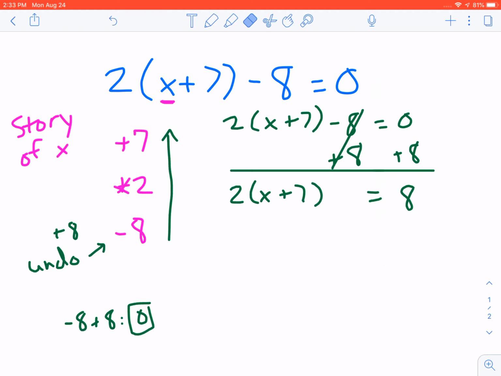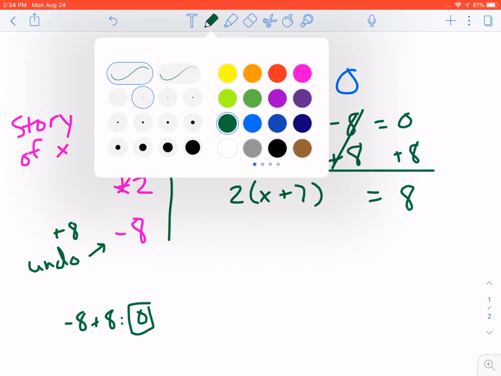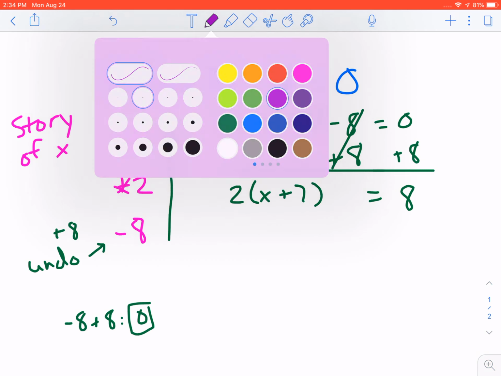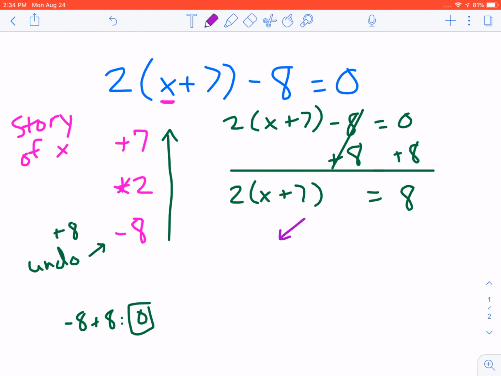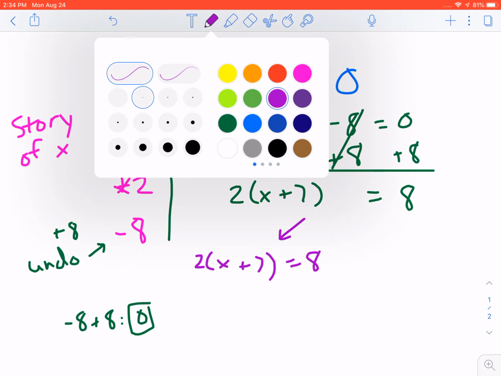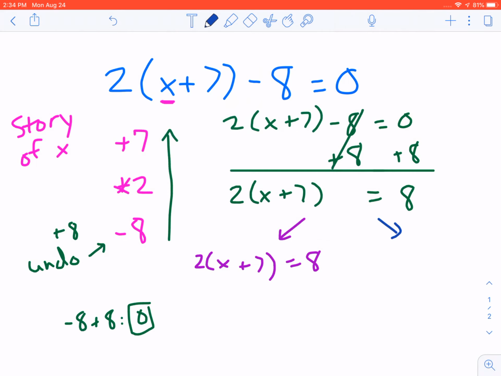Now, at this point, I would like to take this equation and split it into 2 parts, because I believe it's entirely possible that some of you solved this in a different way than what we're doing. So I want to show you 2 different ways to solve this. The first way is I want to continue with this whole undoing thing. This would be the next step because I'm going that direction.